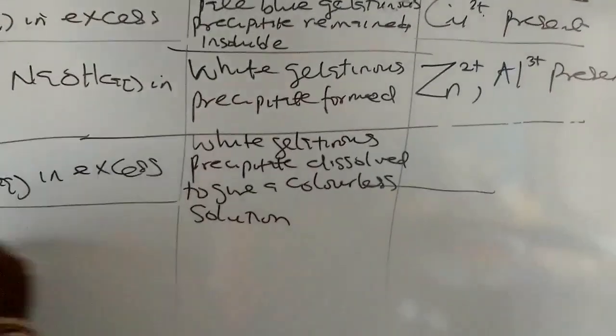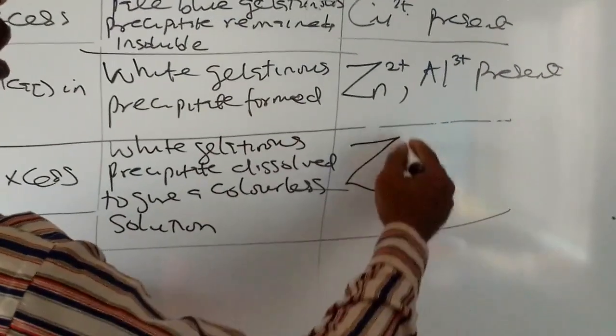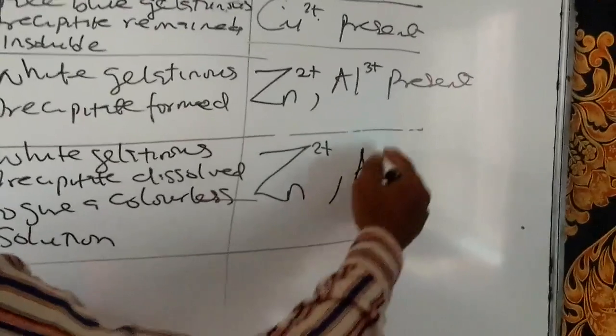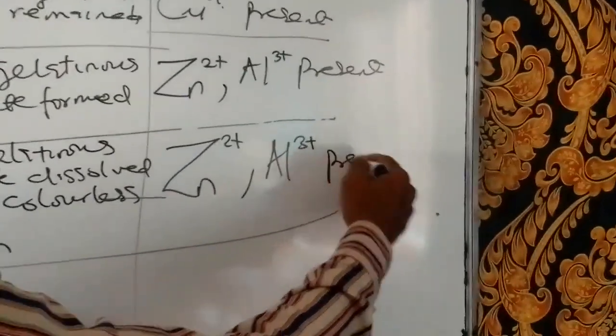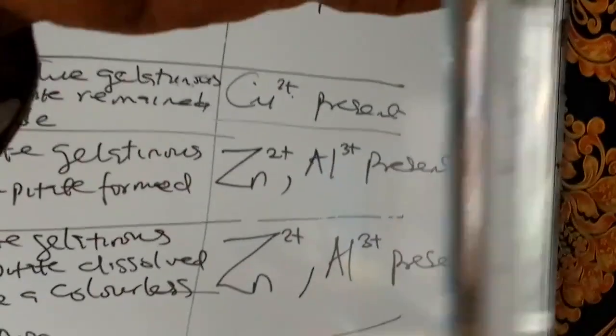We still write under the inference: zinc 2 or aluminium 3 present. Two of them are giving similar results, both in drops and also in excess. You can see the solution remains homogeneously clear, nothing inside it. So it is colorless after dissolving.